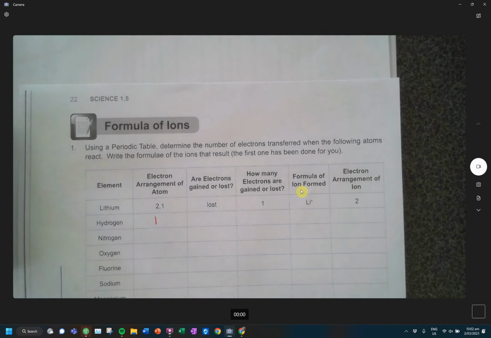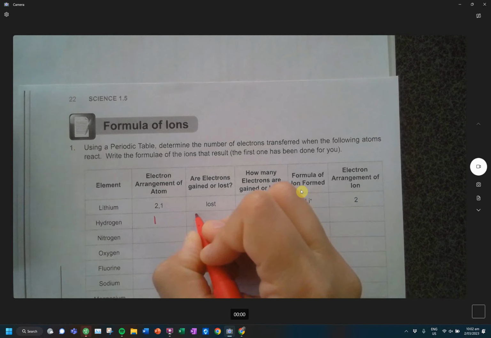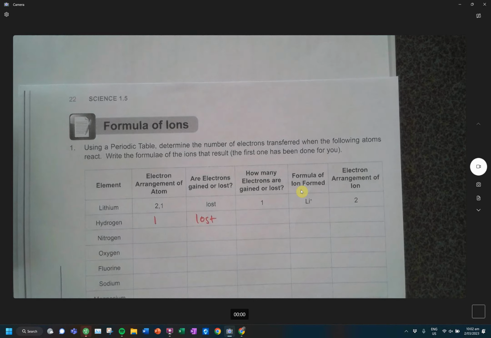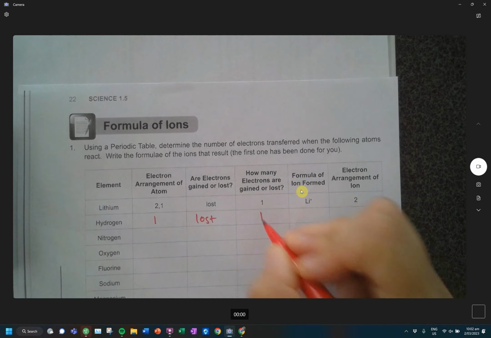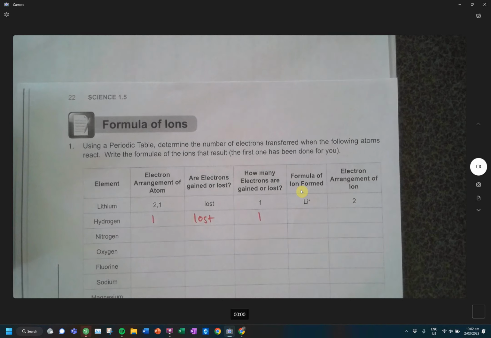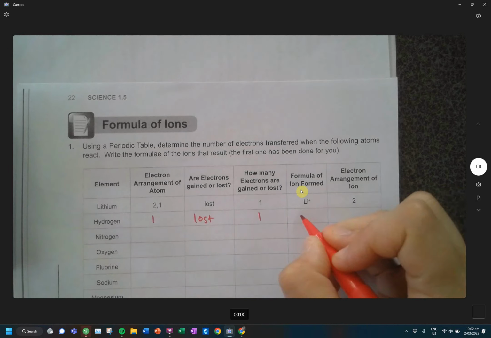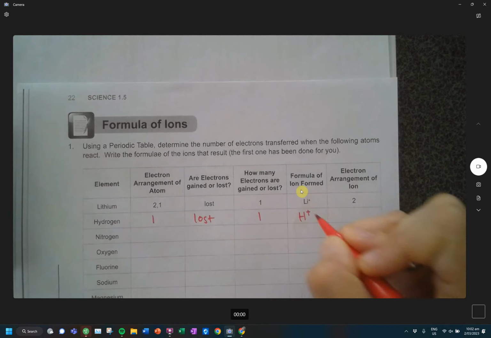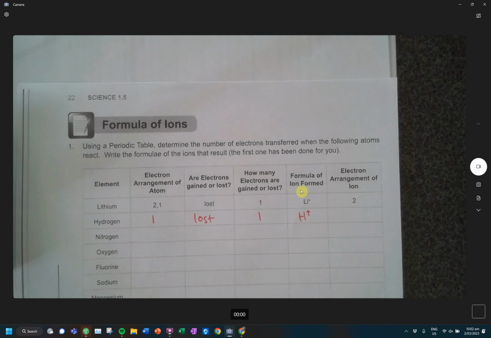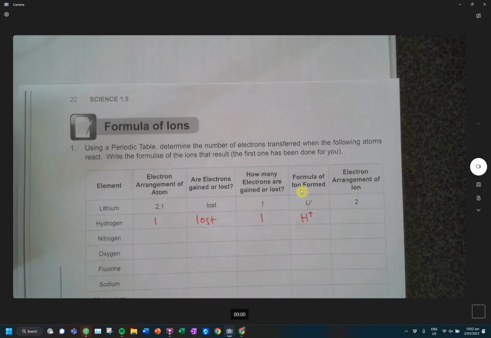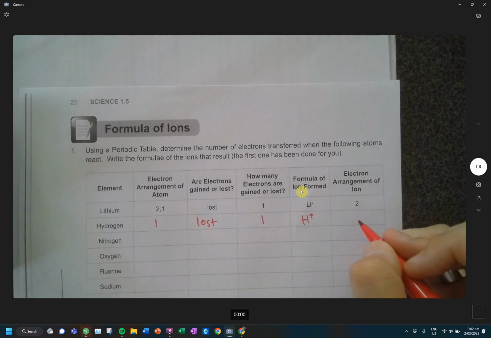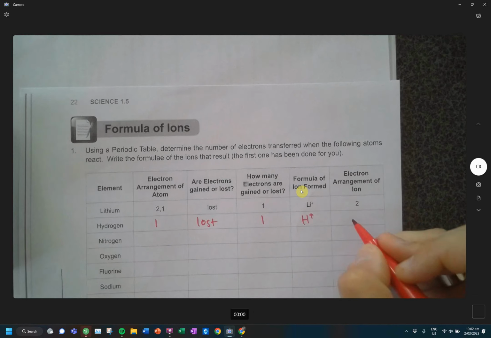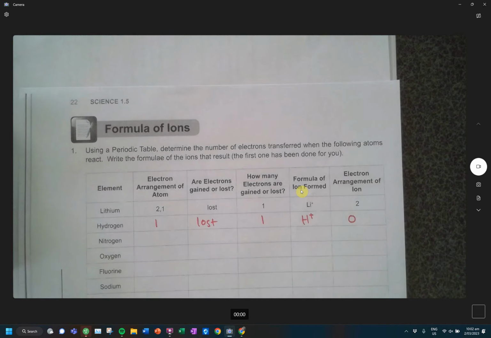Now in this case, the easiest thing for it to do is to lose that electron. It's going to lose the 1 electron. Since I've lost 1 electron, I have H plus as my new ion. The electron configuration for this case, because I have no electrons there, is actually just 0. I'll do 2 examples to help.